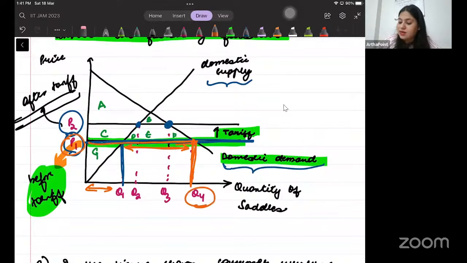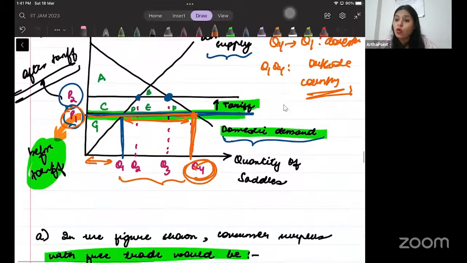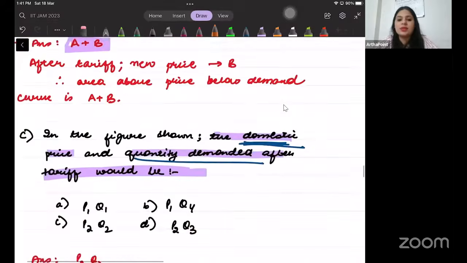At P1 price, Q4. It's just that out of Q4, Q1 will be coming from the domestic part, and the remaining, Q1 to Q4, will be coming from outside the country, or imported. But the entire demand would be fulfilled. It's a free trade economy, so you will be trading with others. So the answer will be P1, Q4. Come to the next part.